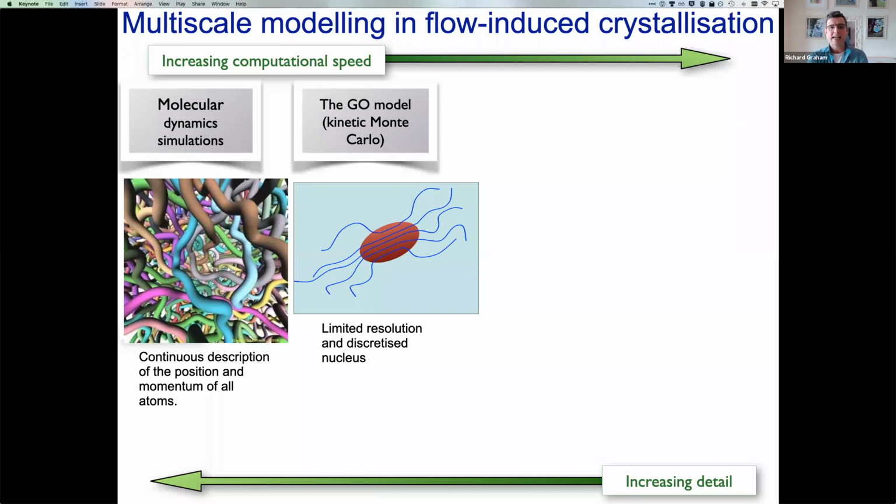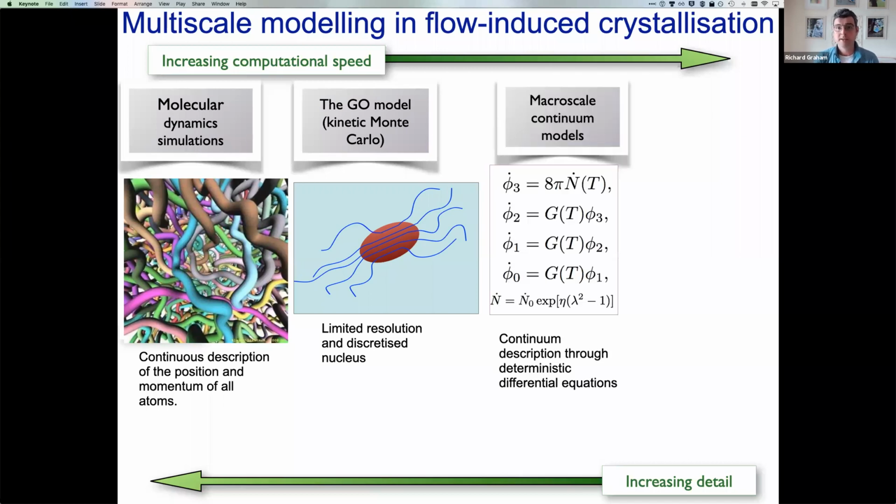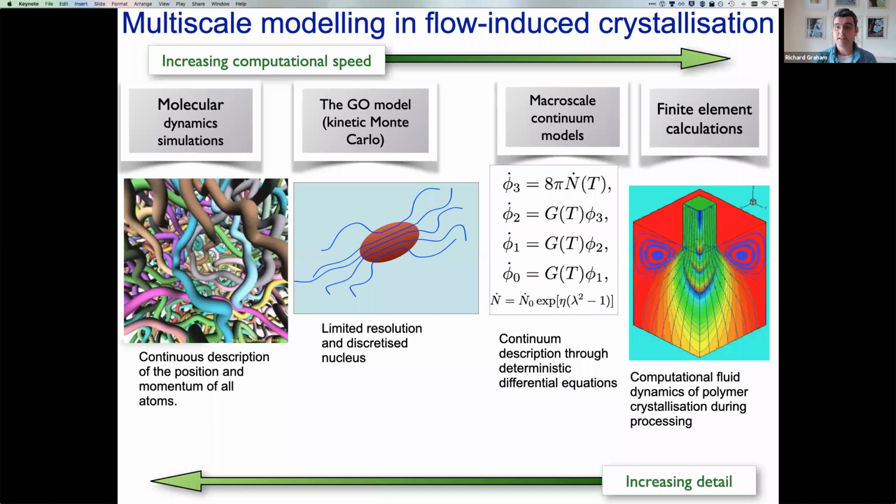We're then going to add to that a kinetic Monte Carlo model that has a limited resolution of a discretized nucleus. I'm going to talk about this in more detail later on, but it's a minimal generalization of classical nucleation theory, but it's still a simulation. Then we're going to go to continuum level models, which are essentially deterministic differential equations. We're going to try to get all the stochastics out of the problem and solve it via differential equations. The reason we want to do that is that then we have something that can be put into a finite element calculation and is suitable for modeling polymer processing.